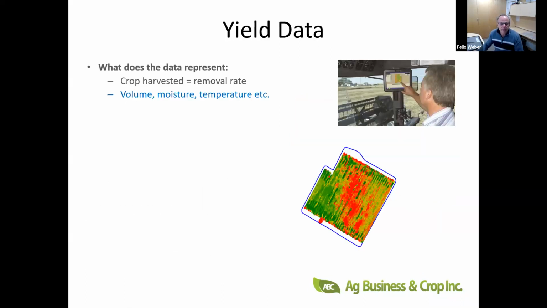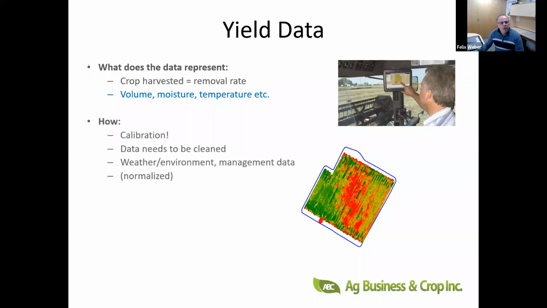Yield data. A lot of the combines today have yield monitors, and the yield data represents removal rate. It doesn't represent any potential, but the neat thing about yield data is that it has moisture and bushel weight behind it. So how can I make this data useful? The quality of the data is dependent on the calibration, and if your calibration is out, that probably means the dry bushel would be out as well.